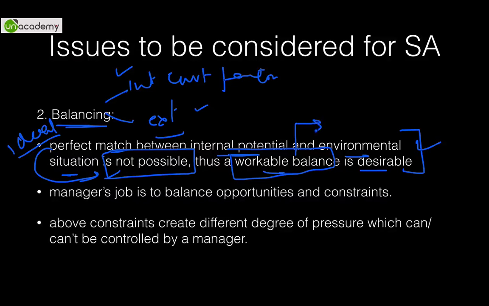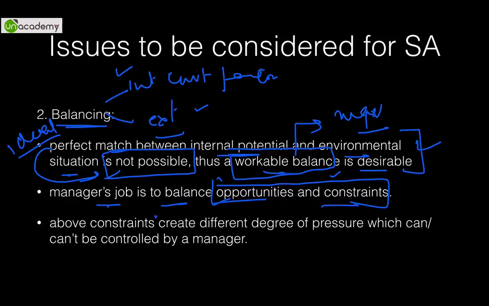A workable balance is made by a person in the organization known as a manager. So, a manager is responsible for computing or assessing a workable balance. A manager's job is to balance opportunities and constraints. Mark it, very, very important. Opportunities and constraints are balanced by a manager's job. These constraints create different degrees of pressure which can or cannot be controlled by the manager, but it is a headache of the manager. Hence, we only have to care about the balancing act under the second issue.